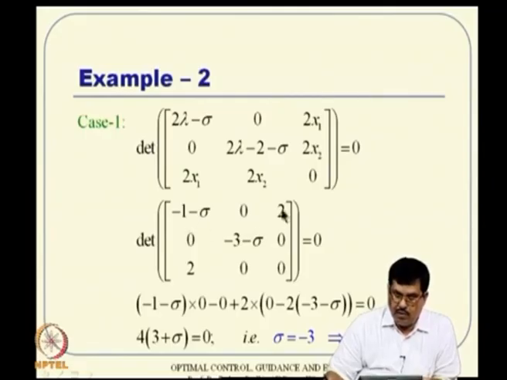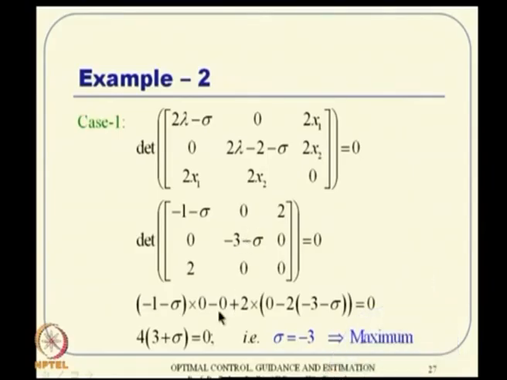I am evaluating that using the first row, let us say. Then it turns out to be like this into this 0 minus 0. This first term, minus 1 minus sigma, into this term into 0, which is 0, minus this term, 0 into 0 is also 0. So, this is this term into 0 minus 0, 0 into this determinant what you see here, this determinant 0 0 2 0. So, obviously, one row is 0. So, this is 0 also basically.